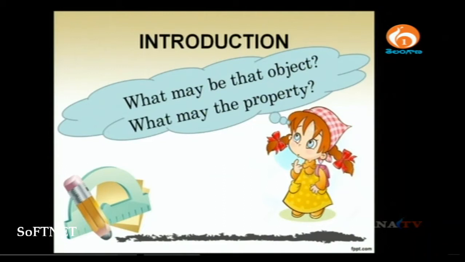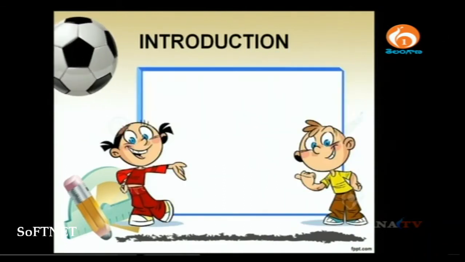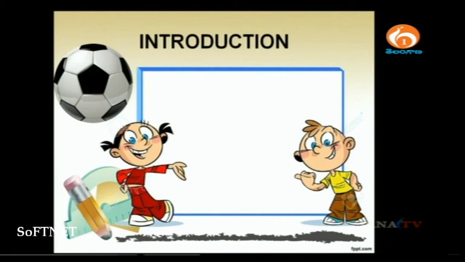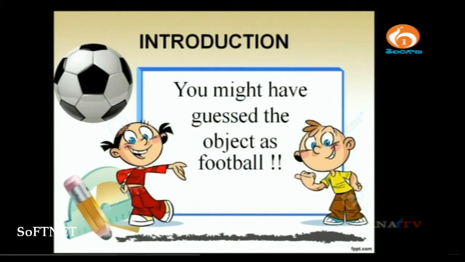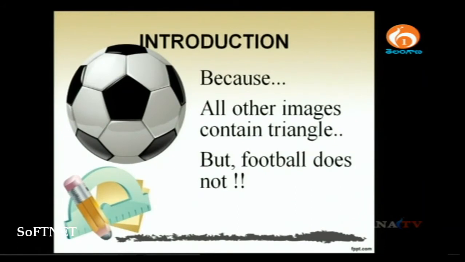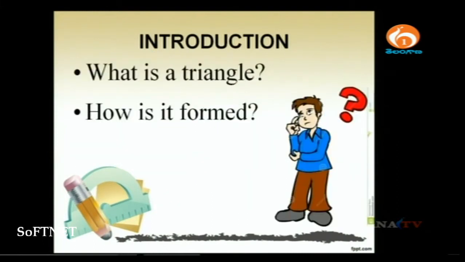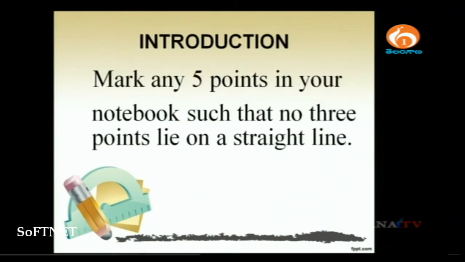What may be the property? Oh, you might have guessed this one. It is a football. Why is this football different from others? Because all other images contain a triangle, but this football does not. But the question is, what is a triangle? How is it formed? Let us discuss about it.